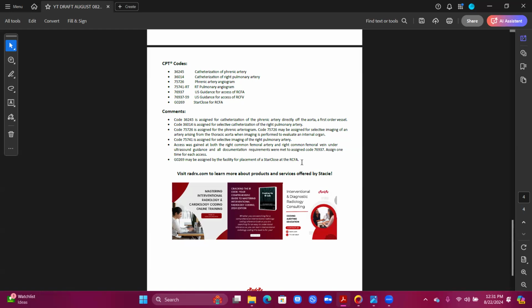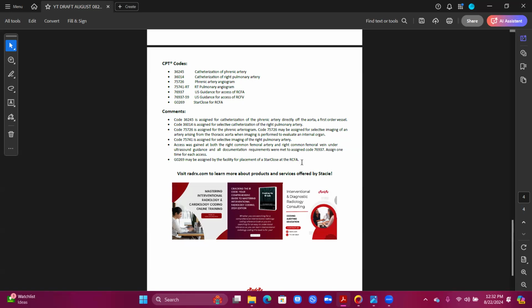So here in the bullet point, I mentioned selective imaging of an artery arising from the thoracic aorta. It may not necessarily only be the thoracic aorta. So just FYI on that, it's really going to be an artery arising from the aorta. I just want to make that clear. Commonly, it's the thoracic aorta, but in this case, we're going with a vessel that's directly off of the abdominal aorta, and that same logic is going to apply. And then, of course, we have 75741, which is specific for the selective imaging of the right pulmonary artery. And then we can assign the 76937 one time for each access. So you can report that with modifier 59.